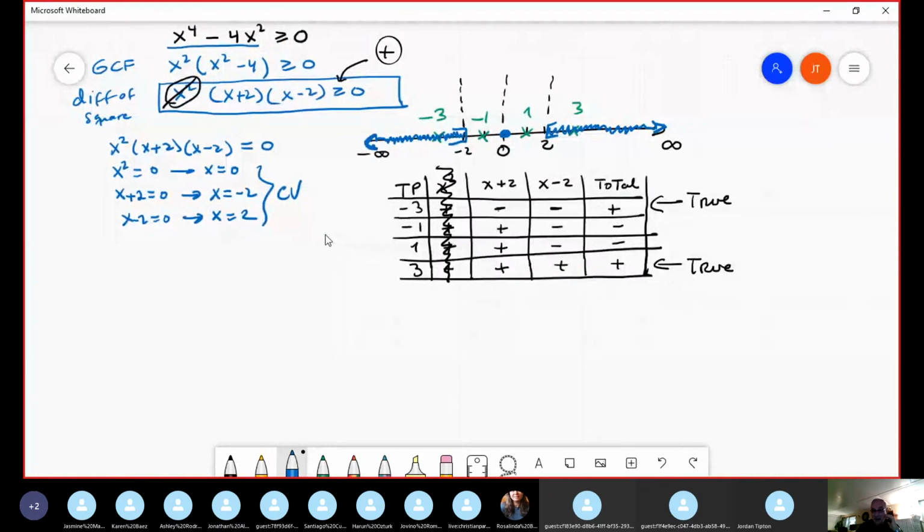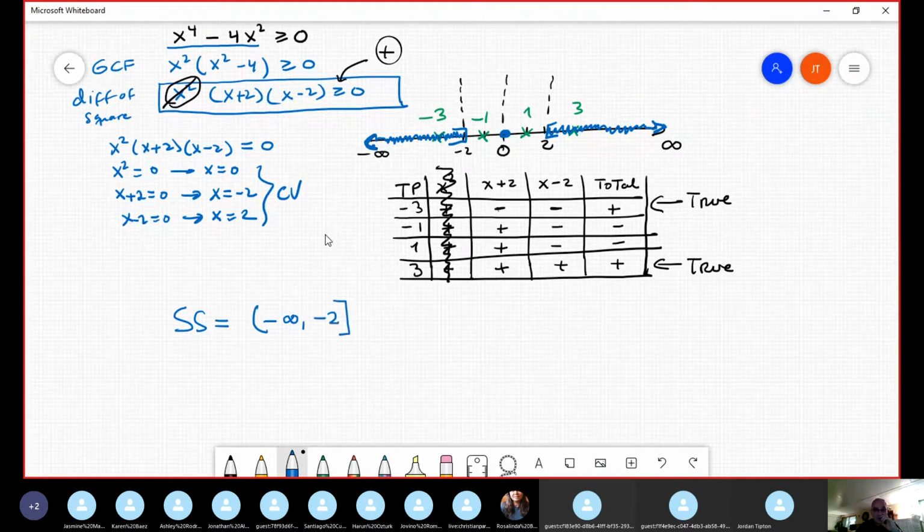What is the solution set of this inequality? Solution set is in interval notation, right? From negative infinity, comma, negative 2, bracket, this interval. Union, see, the order is not important, but I try to follow the order from left to right. 0 is also a solution, but 0 is just a point, not an interval. Union, bracket 2, comma, infinity. End of the story. This is the final answer.